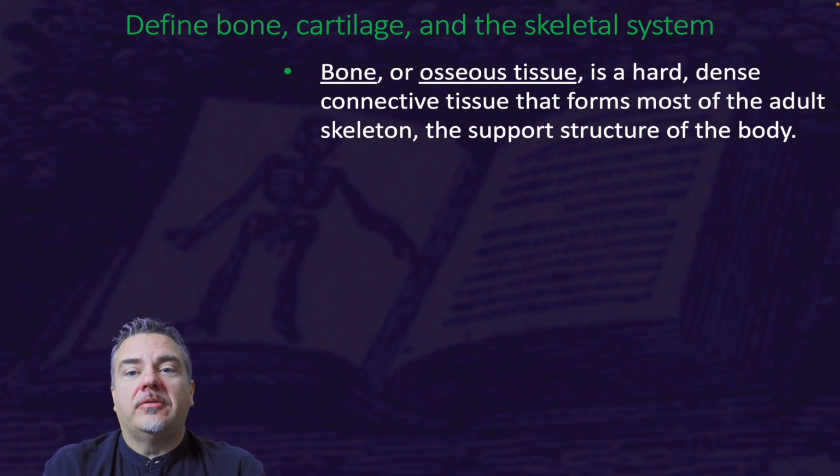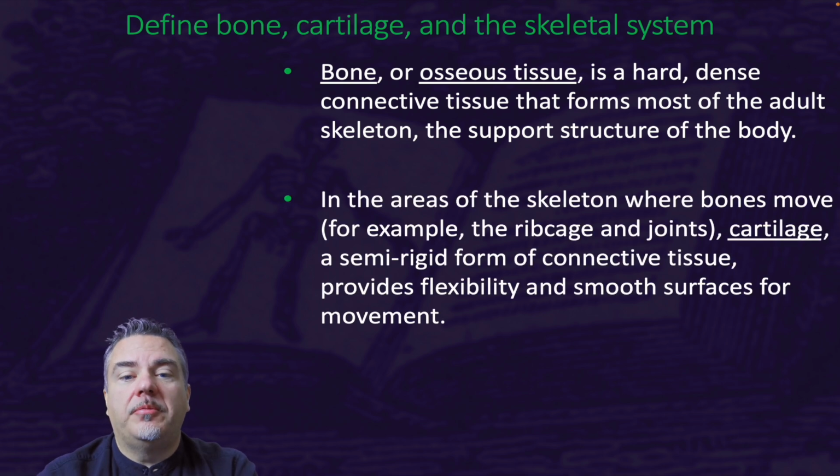Bone, or osseous tissue, is a hard, dense connective tissue that forms most of the adult skeleton, the supportive structure of the body. In the areas of the skeleton where the bones move, for example, the rib cage and joints, cartilage, a semi-rigid form of connective tissue, provides flexibility and smooth surfaces for movement.